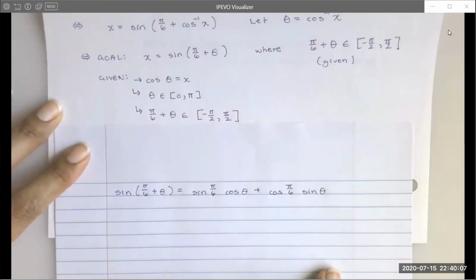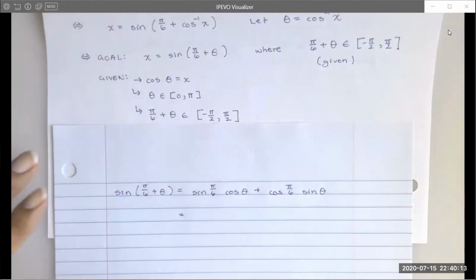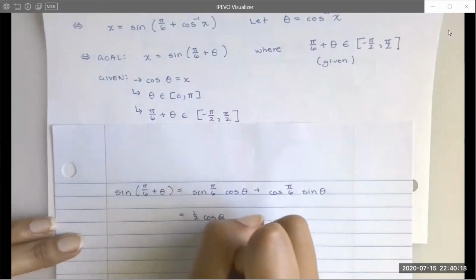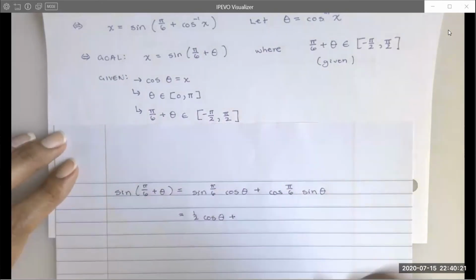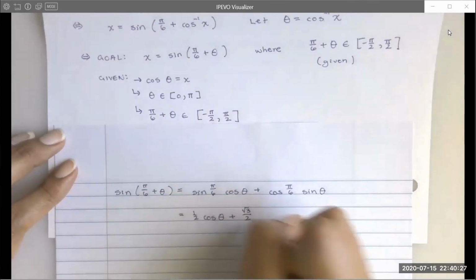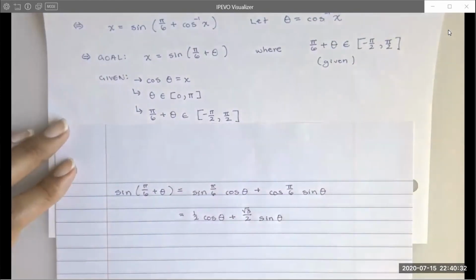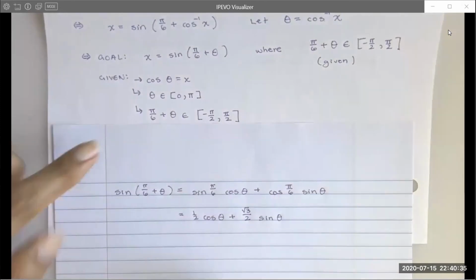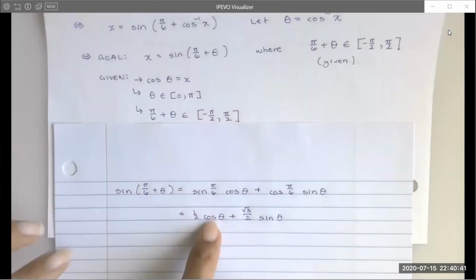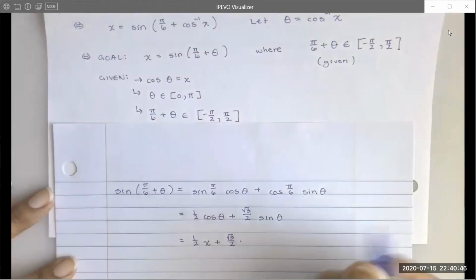Okay. Now sine of pi over 6, I have that on the unit circle. If you refer to the unit circle, sine of pi over 6 is 1/2. So we have 1/2 cosine theta. And then cosine pi over 6 is also on the unit circle. That's going to be radical 3 over 2 times sine of theta. Now look at the given. It's given that cosine theta is x. So this here is x. Okay, so this becomes 1/2 x plus radical 3 over 2 times sine theta.